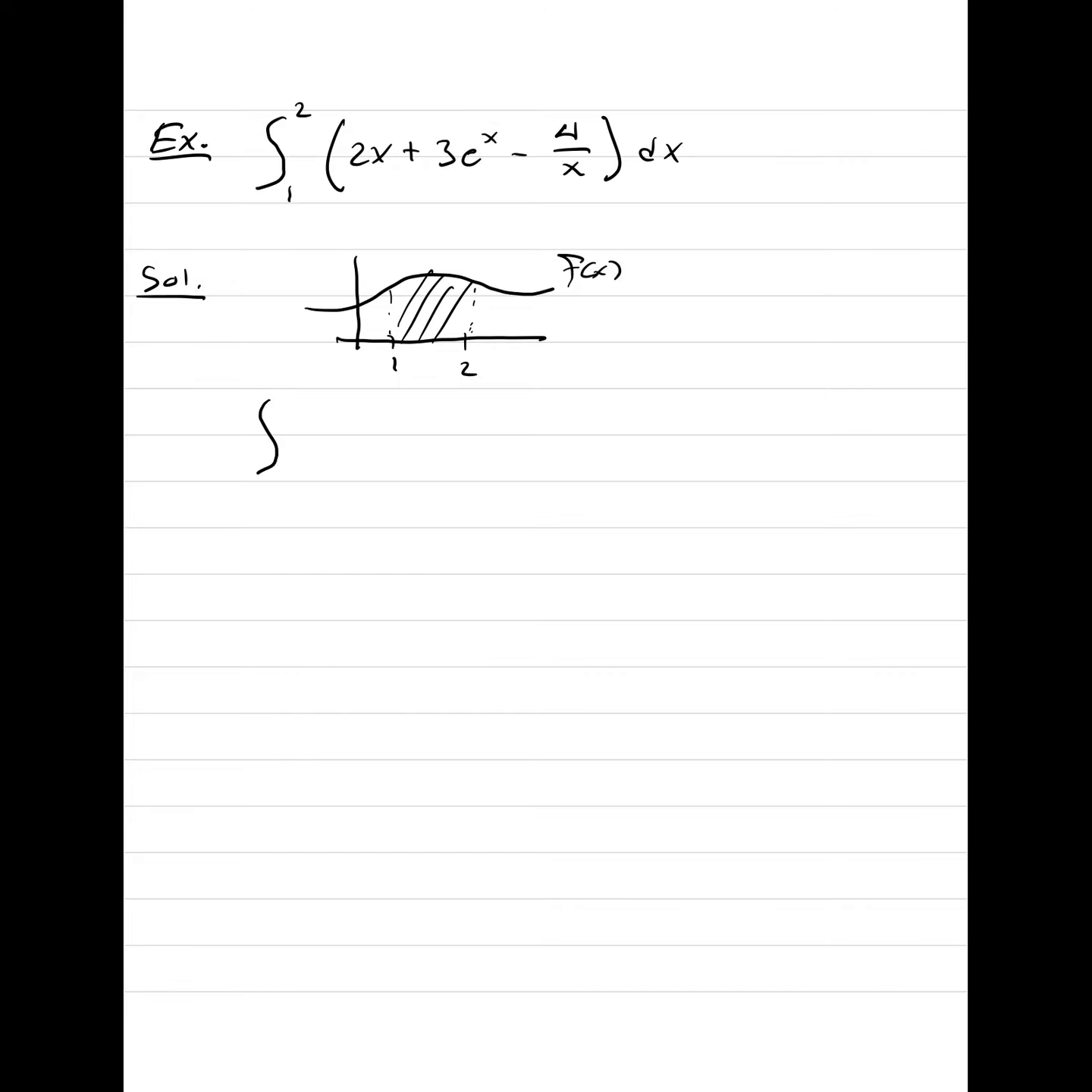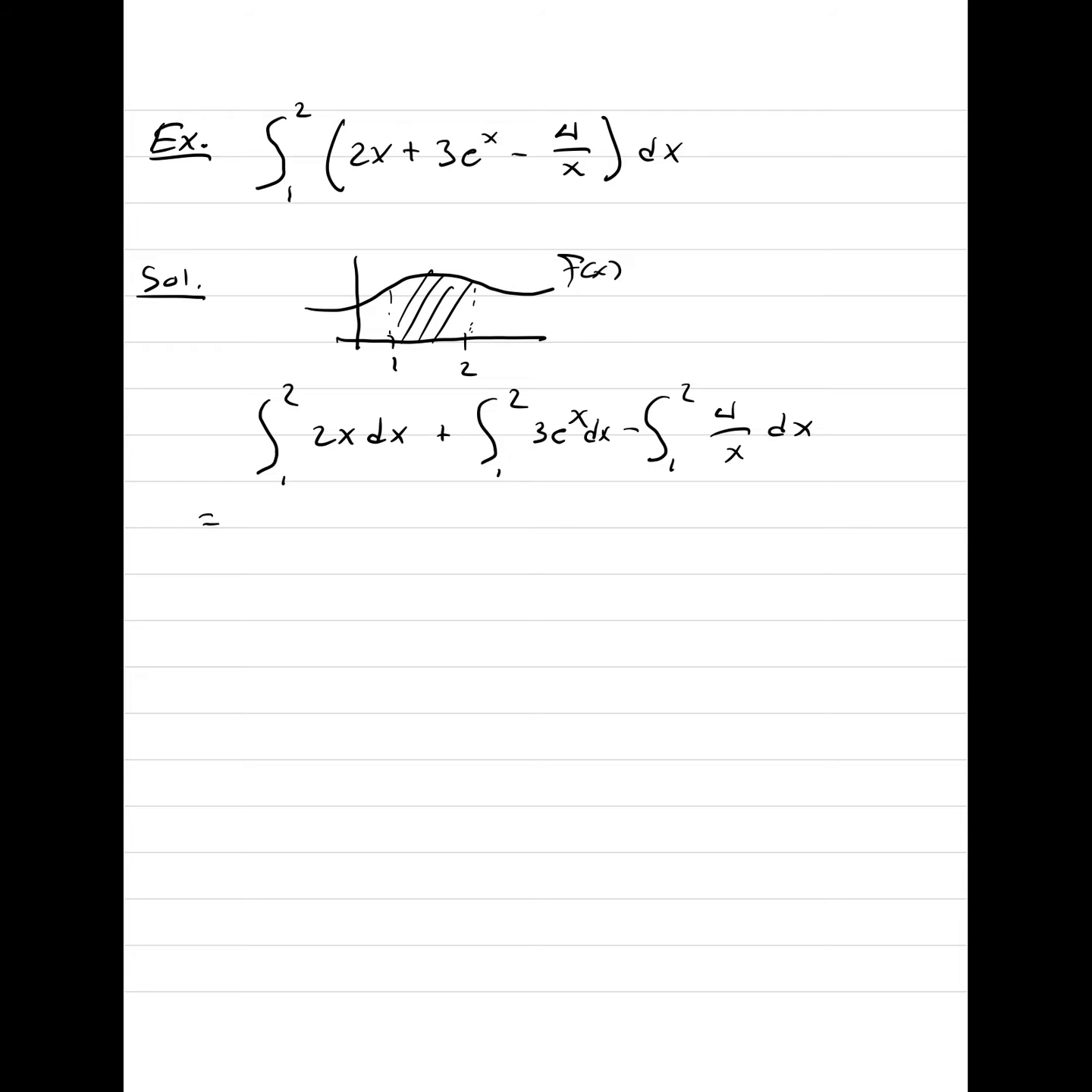So we can just take these individually. The integral that we actually care about is, first, the integral from 1 to 2 of 2x dx, plus the integral from 1 to 2 of 3e to the x dx, plus the integral from 1 to 2, I should really say minus, of 4 over x dx. And that's what we want to find.